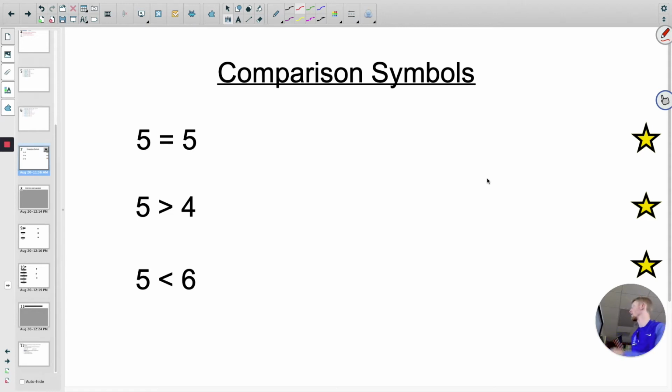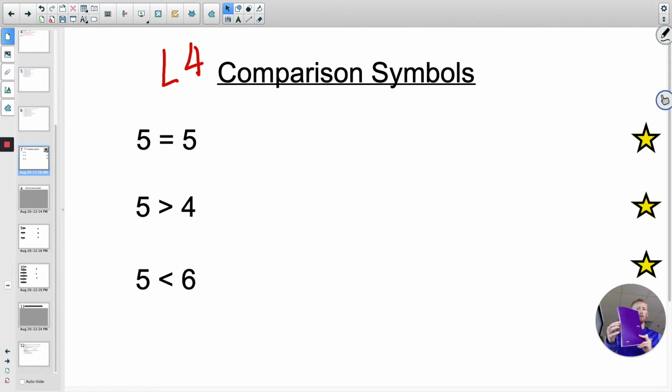All right, fifth grade, we have lesson 4 today. Comparison symbols. Now, first what I would like you to do is you should have a math notebook. I haven't talked to you about this yet, but it could be a spiral bound notebook like this, or it could be a composition notebook like this. Doesn't matter. But you should go ahead, pause this video so you can grab a notebook.